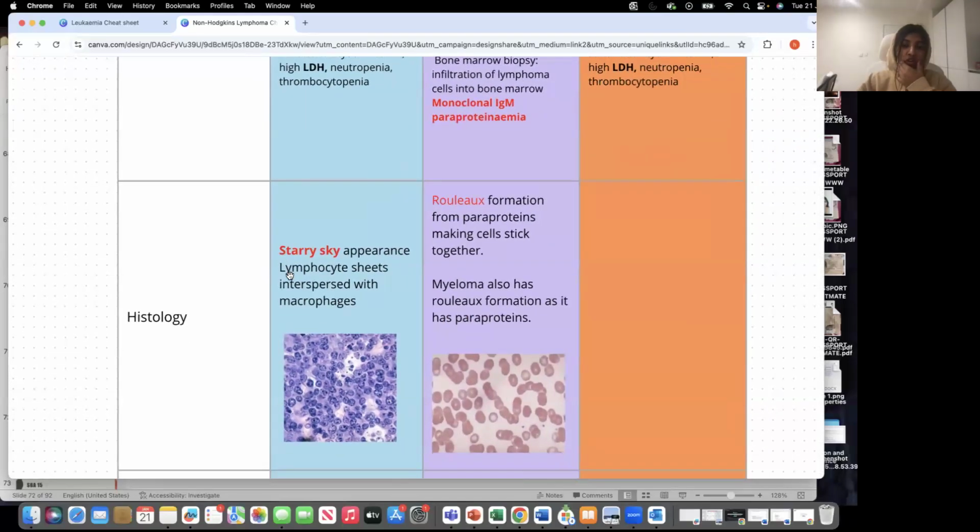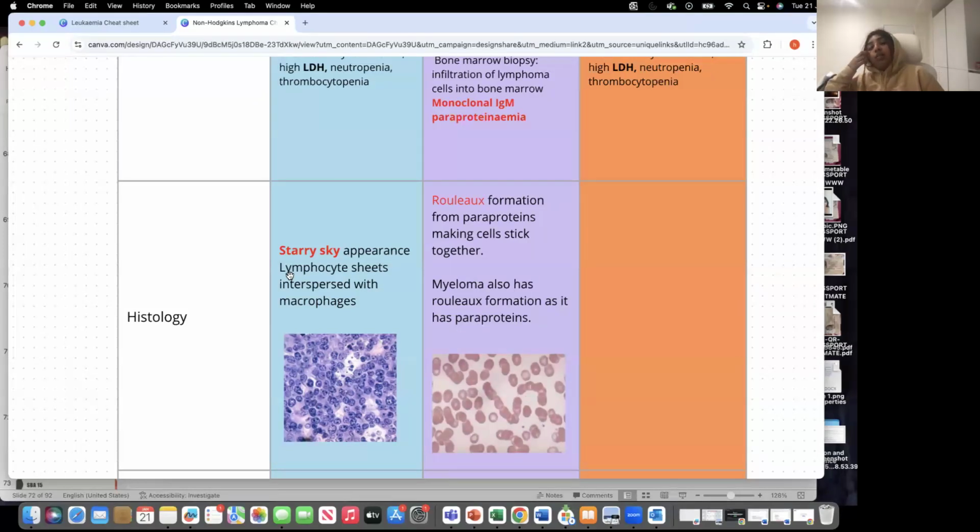In Burkitt's lymphoma, you will see a starry sky appearance where the lymphocyte sheets are interspersed with macrophages. Usually in the stem, they'll say starry sky appearance on histology, and you'll think it's Burkitt's.